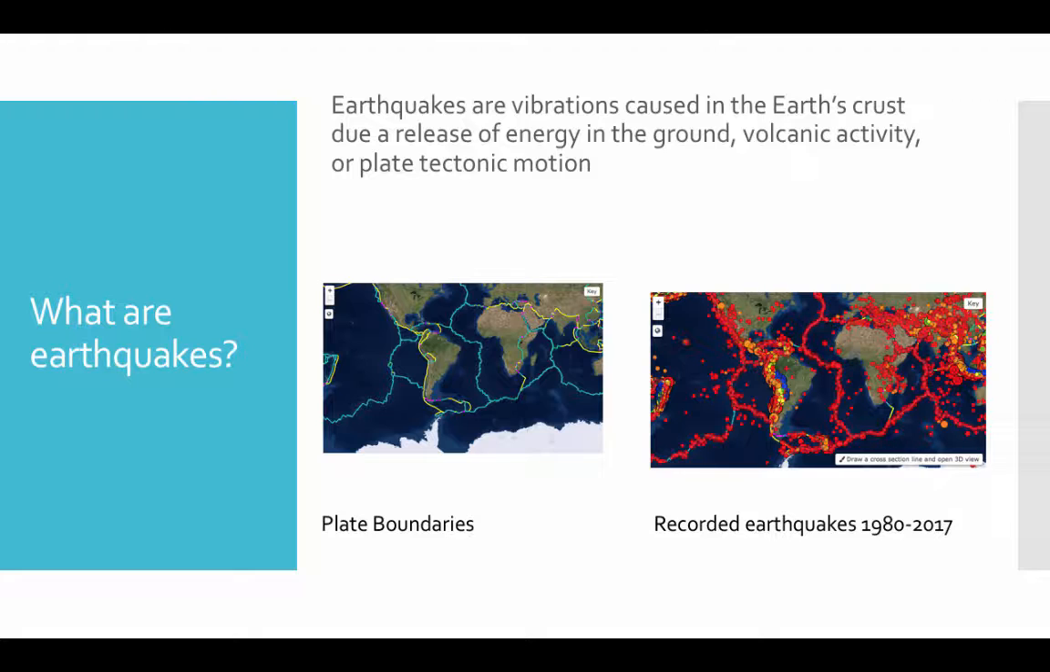You'll see on these two diagrams that the left side shows the tectonic plate boundaries of Earth, and on the right side is a diagram of earthquakes that have been recorded between 1980 and 2017. What do you notice about the earthquake locations? You'll probably notice that they clearly outline the plate tectonic boundaries, showing that there is a relationship of earthquakes along those plate boundaries. Please be sure to answer the information regarding the definition of earthquakes on your note-taking sheet.